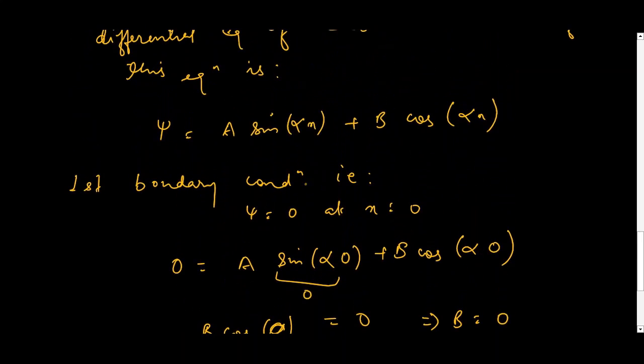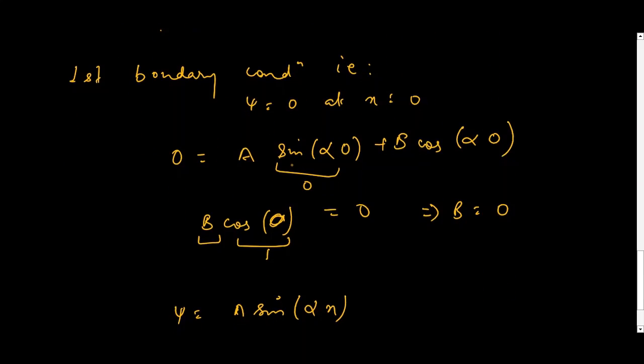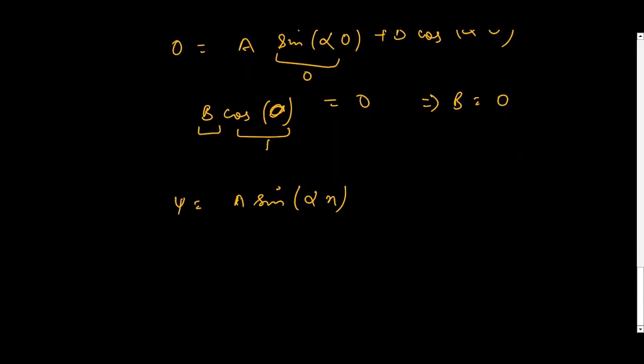Now we have psi is equal to A sin alpha x plus B cos alpha x. Now B is equal to 0, so our equation reduces to psi is equal to A sin alpha x.